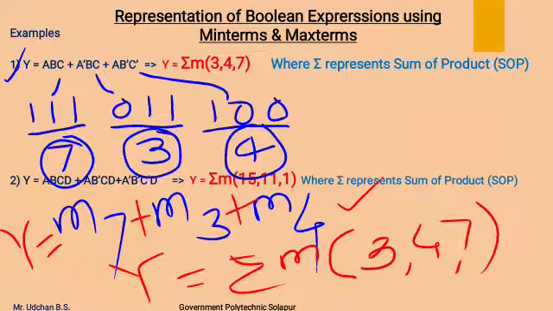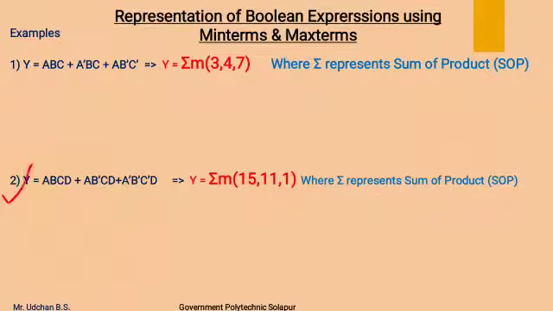This is how we can get the expression using min terms for the given SOP expression, where the summation symbol represents that the given expression is in SOP form, that is in sum of product form. In the same way we can write the Boolean expression using min terms for this second SOP expression.